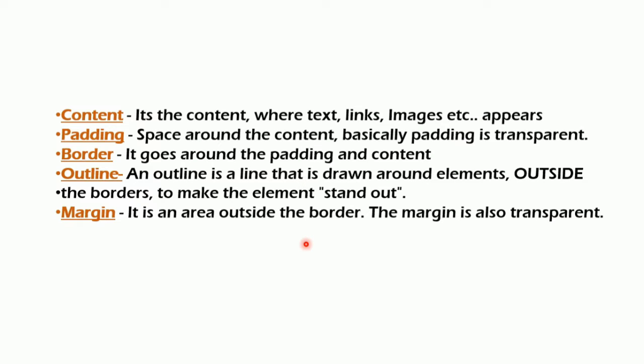Now here I'm having some definitions. If you want, you can just take a screenshot of this. Content is nothing but whatever we are writing inside HTML. Suppose I am writing an H1 and inside that I'm writing some text, like CSS box model, and that is my content. Whatever space I'm having around that content will be my padding. Border is nothing but the line we draw around the padding. Then finally we have the outline and the margin.